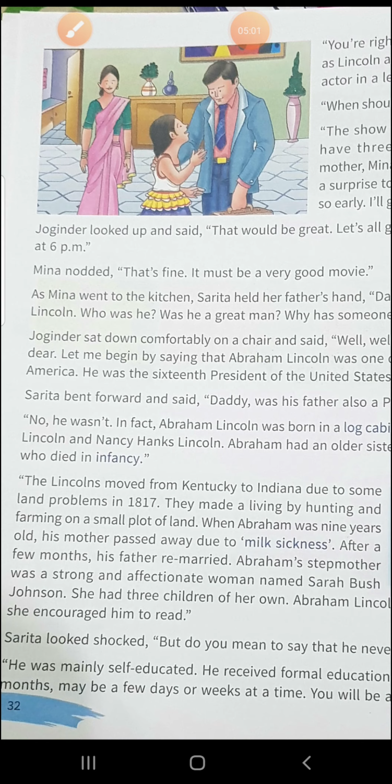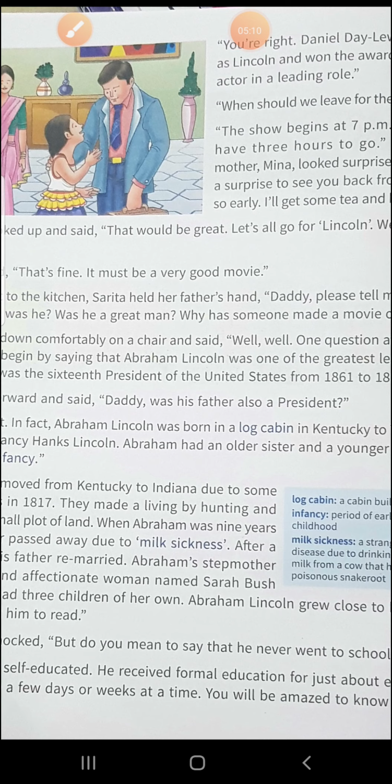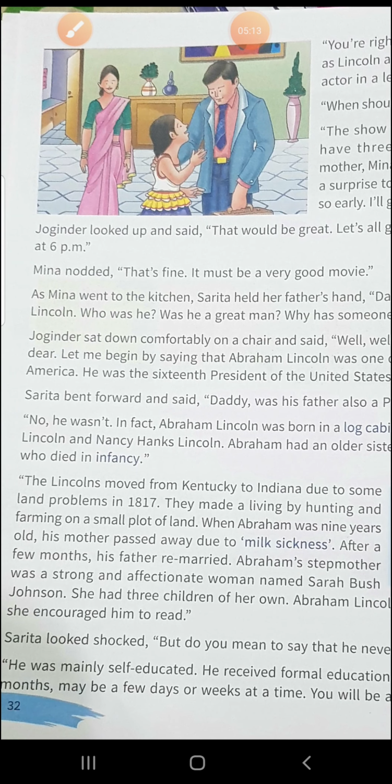And it is being said here that she had 3 children of her own. Alright. And Abraham Lincoln grew closer to his stepmother. She was his stepmother, Sarah Bush Johnson, and Abraham Lincoln grew closer to her. He started loving her. She encouraged him to read, and she is the one who encouraged Abraham Lincoln to read. Alright. Now, see this line.